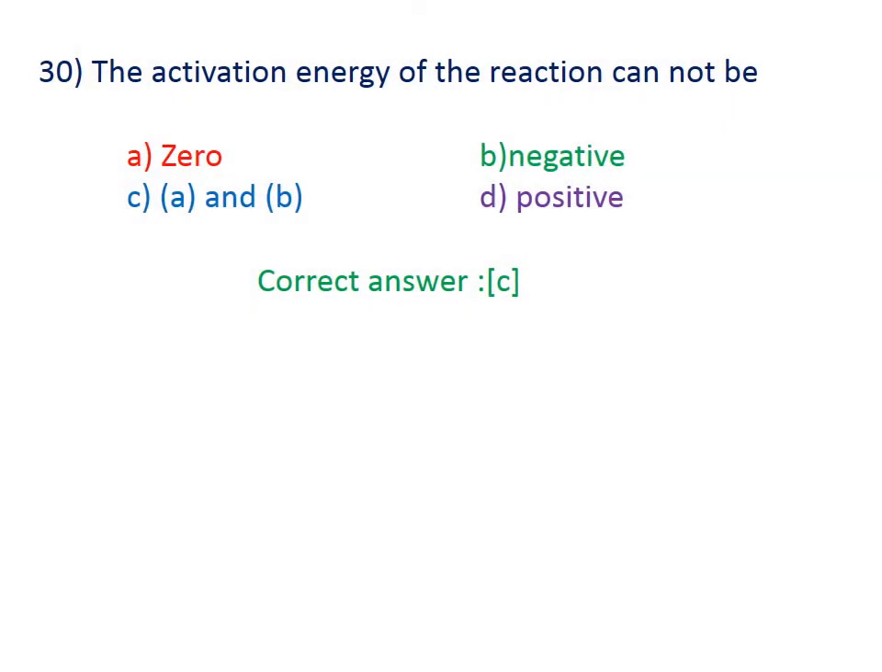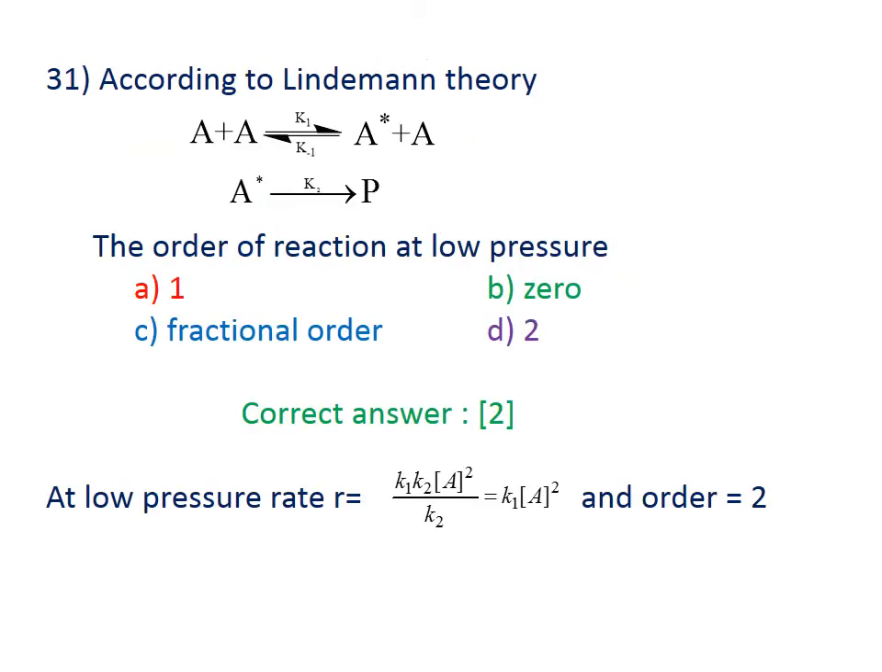Question number 30. The activation energy of the reaction cannot be 0 as well as negative. Therefore, the activation energy cannot be 0 or negative, so option C is correct.